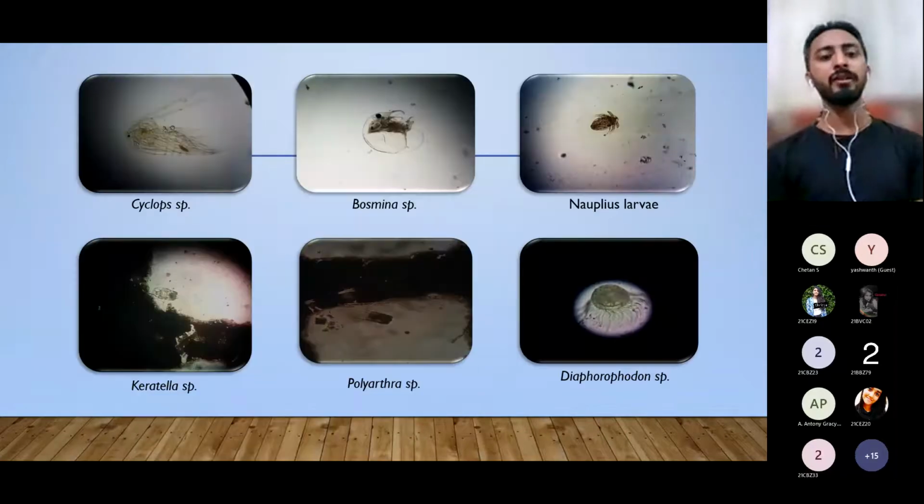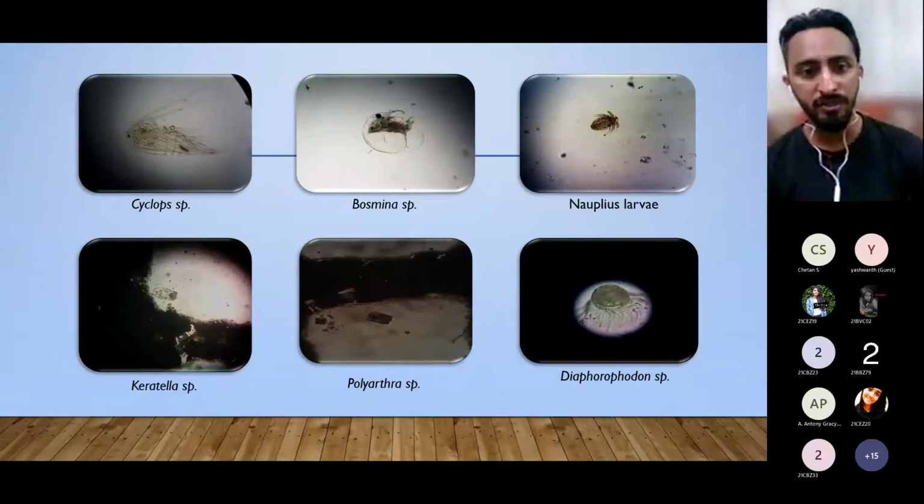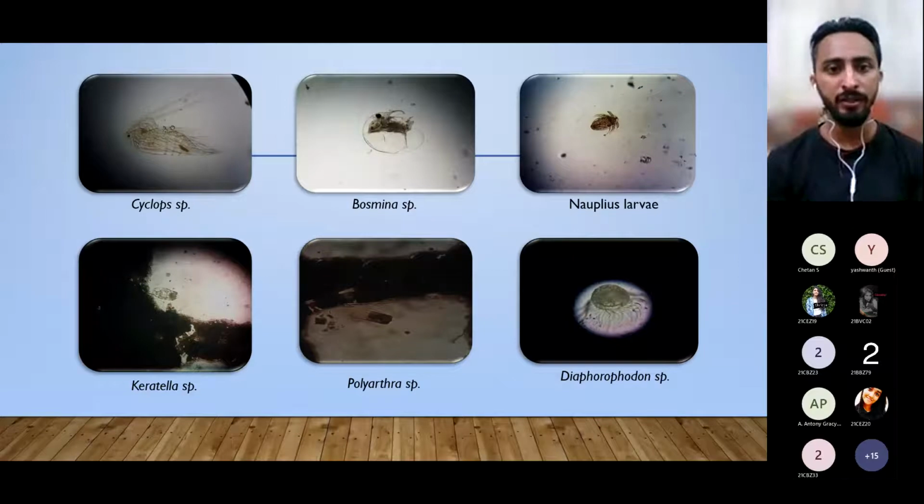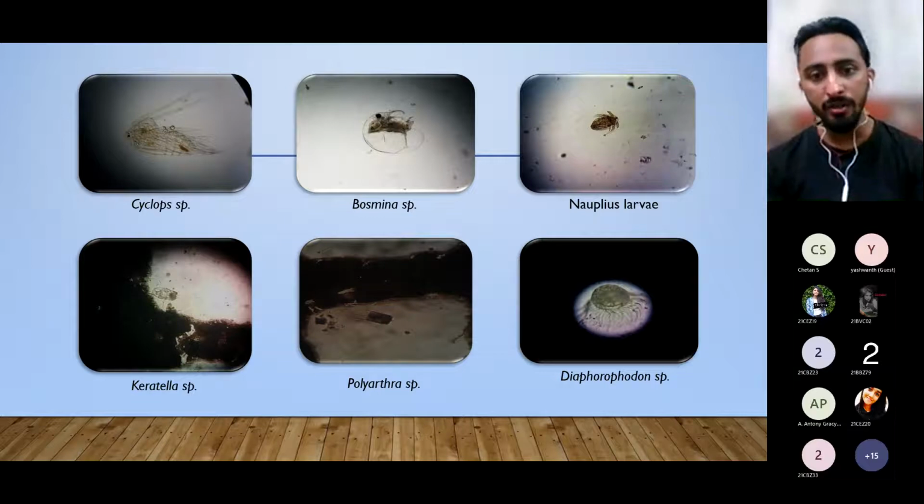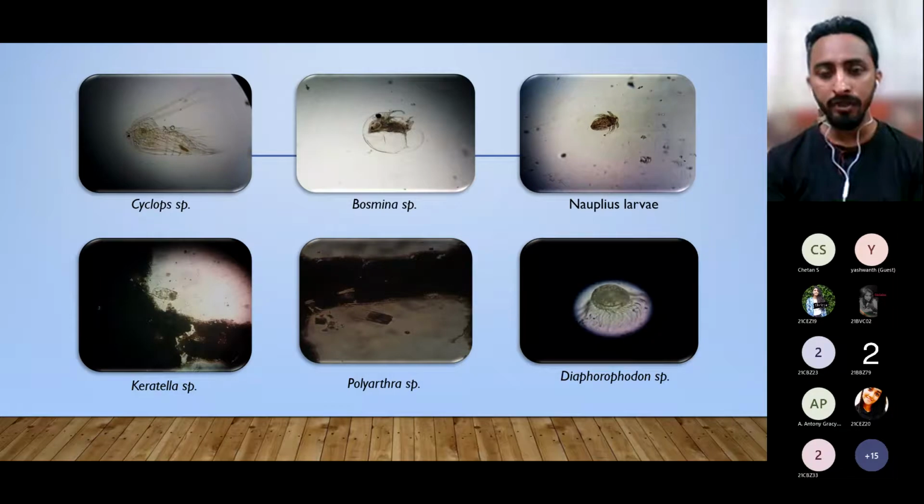So here are a few pictures of zooplankton that I have observed under the microscope. These are the pictures taken by me: Cyclops, Bospina, Nauplius larva, Caratella, Polyarthra, and Diphorodon. These are all freshwater plankton and found mostly in stagnant water such as ponds or stagnant lakes.